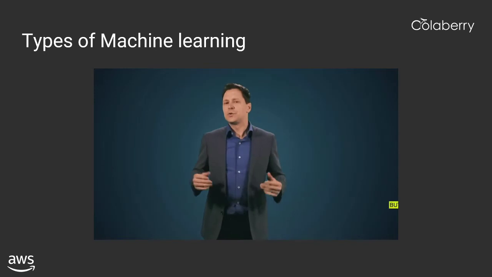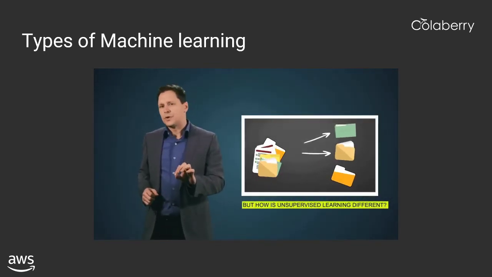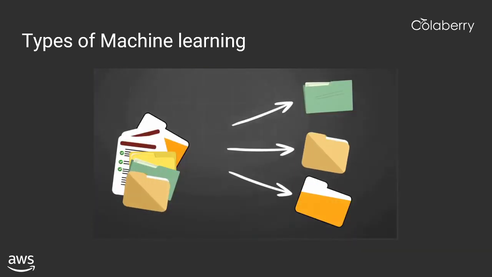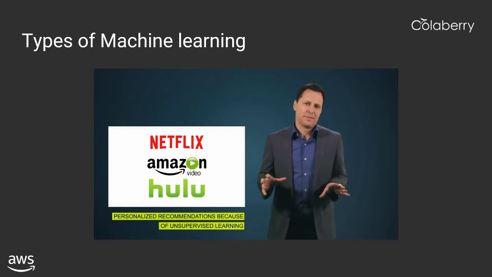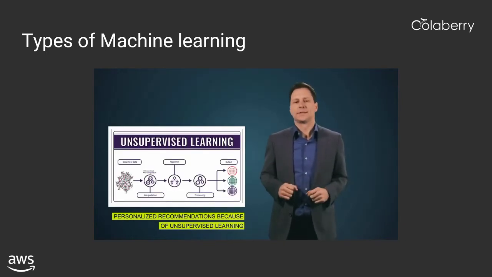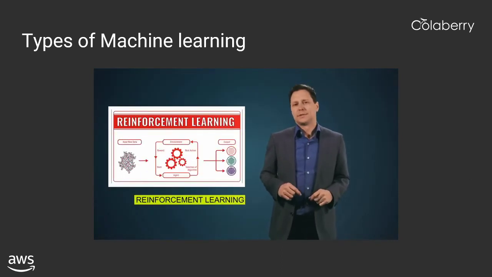But how is unsupervised learning different? Well, first off, with unsupervised learning, the system does not have any concrete data sets, and the outcomes are also mostly unknown. Now, when you log on to Hulu or Netflix, you have personalized recommendations because of unsupervised learning. And lastly, there's reinforcement learning.